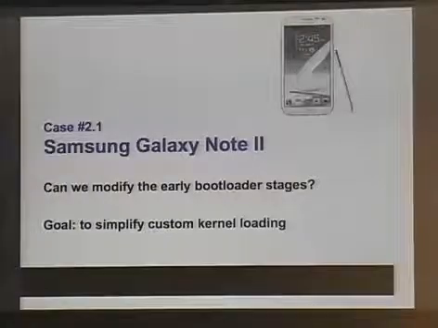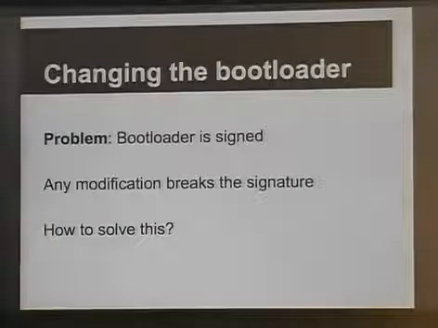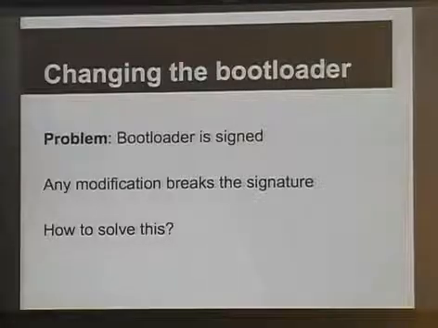All right, so we can load a kernel. We'd have to write our own loader. That's kind of a hassle. So let's see if we can modify the early bootloader stages, see if we can avoid having to write all that code and just simplify the kernel loading. First we'll look at what happens if we change the bootloader. We initially encounter the problem that the bootloader is signed. Any modification we make will obviously break the signature. So how can we solve this?